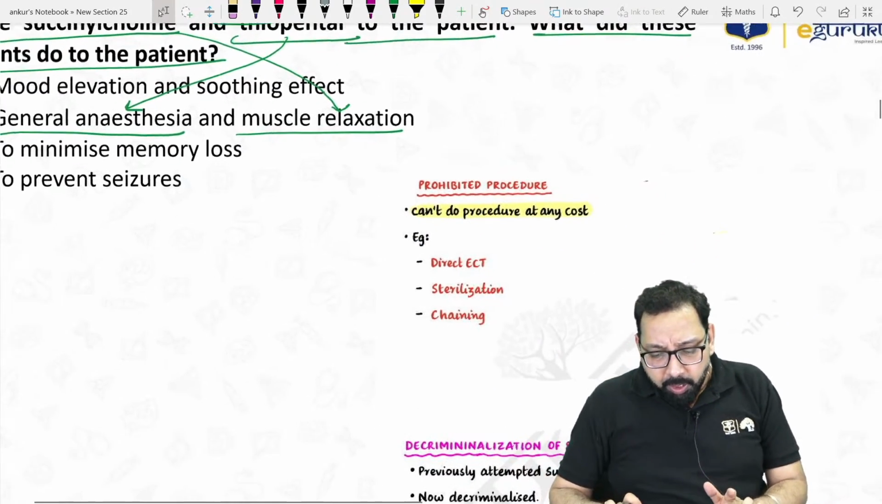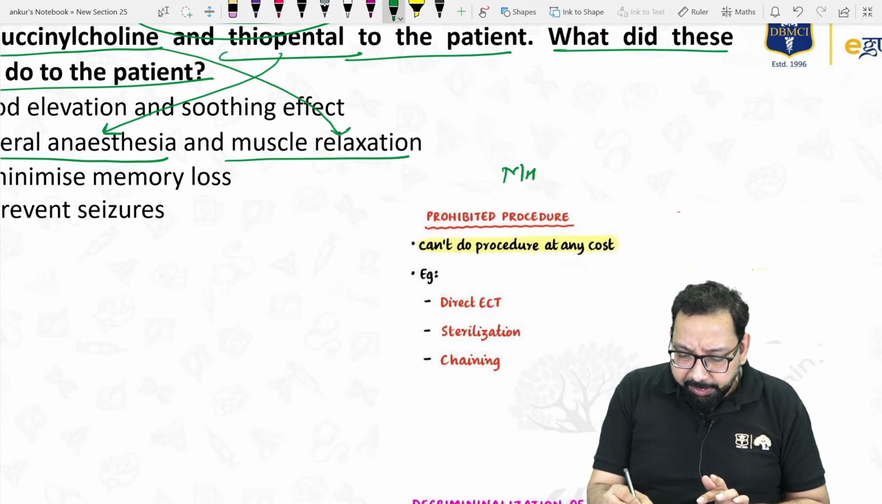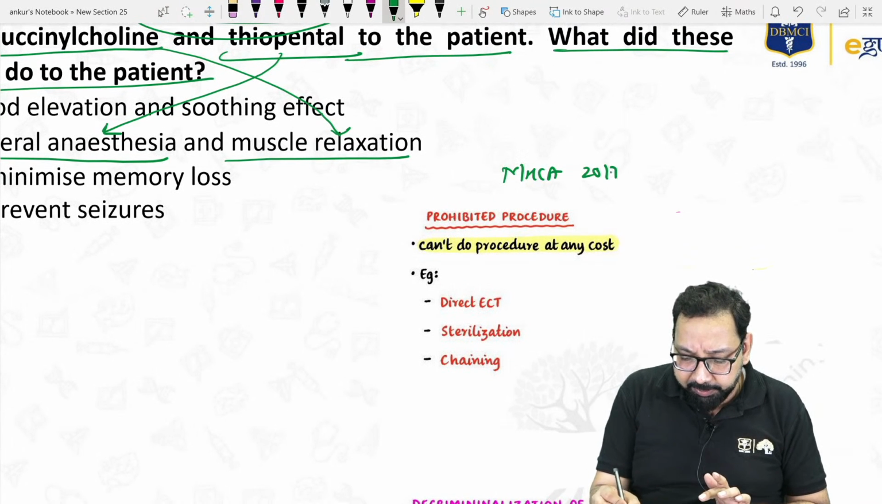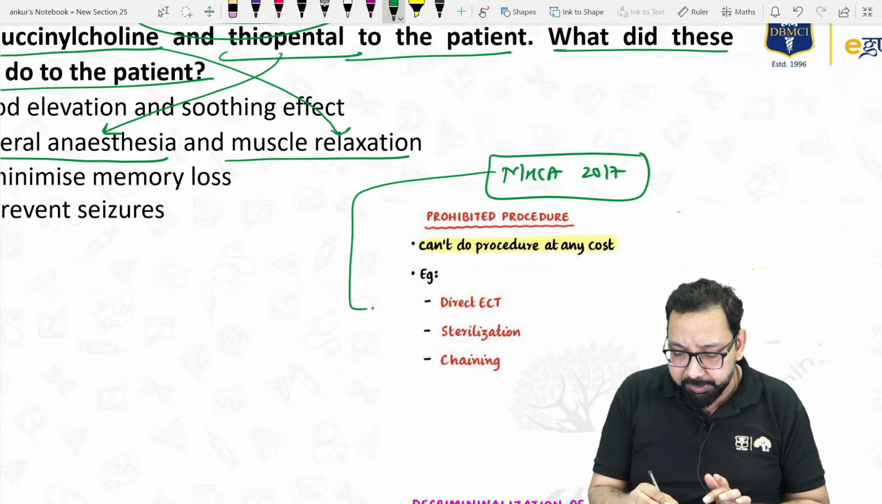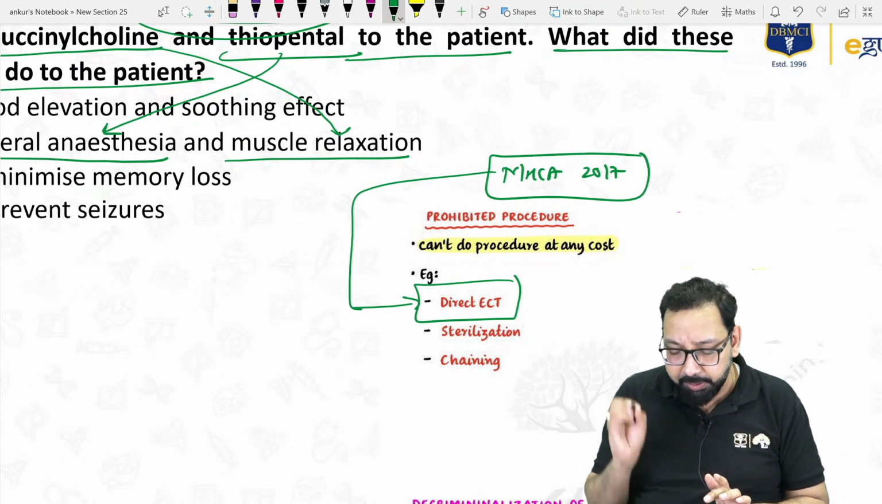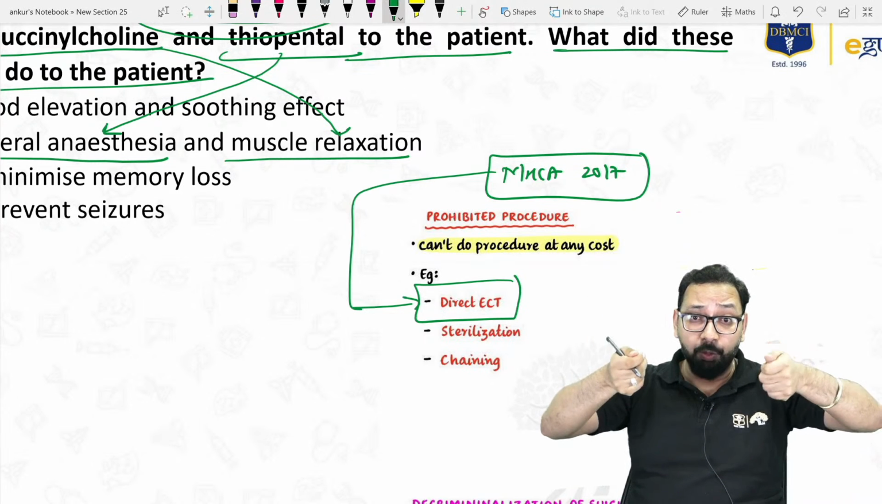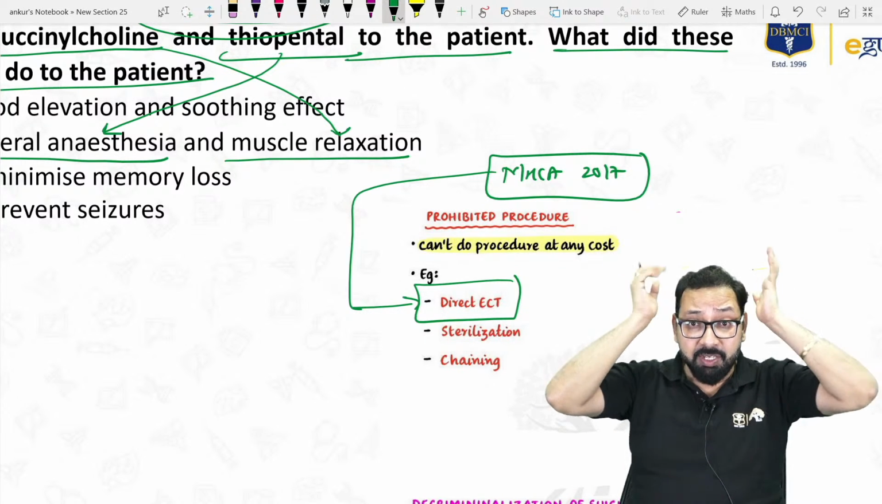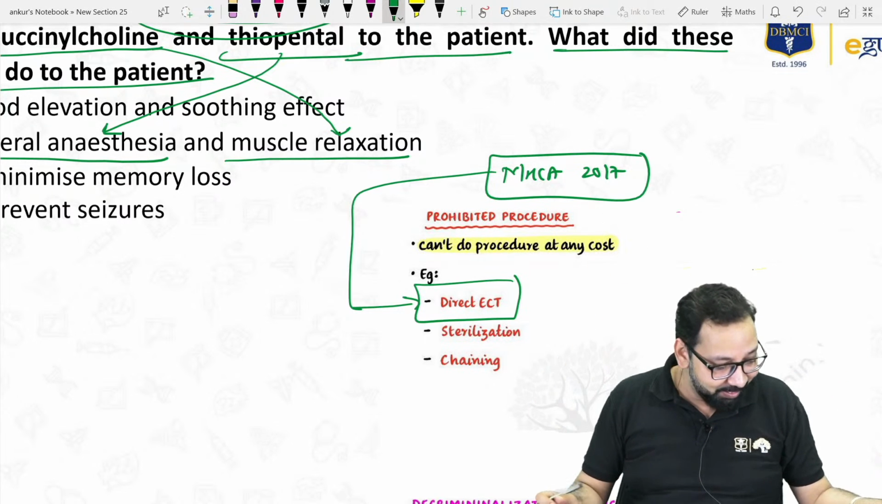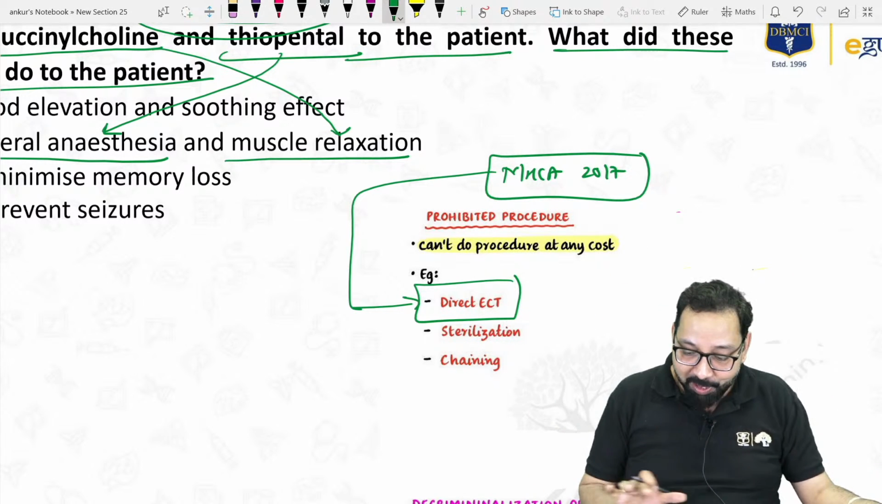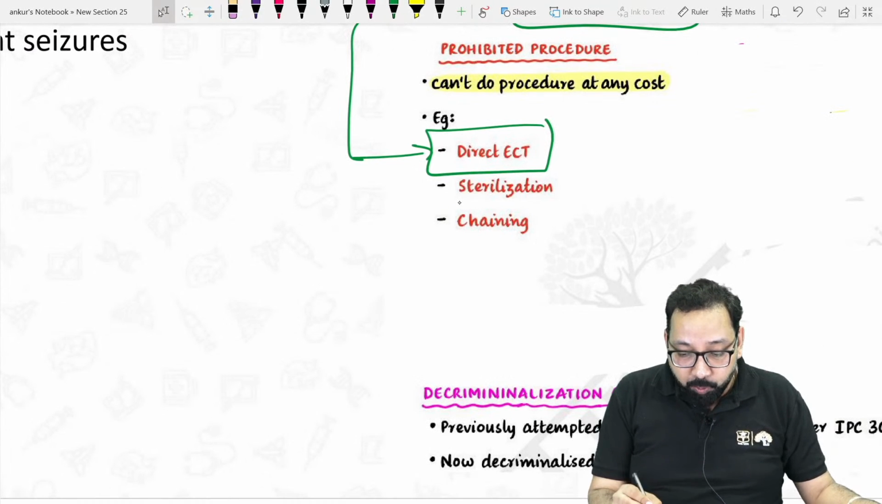Now, according to the Mental Health Care Act 2017, this question is asked that you can't give direct ECT. What is direct ECT? You must have seen in movies that to electricity wire, you put electricity wire, straightening of hair. That is direct ECT. Now you can't give direct ECT to any person. Okay? You can't do sterilization.